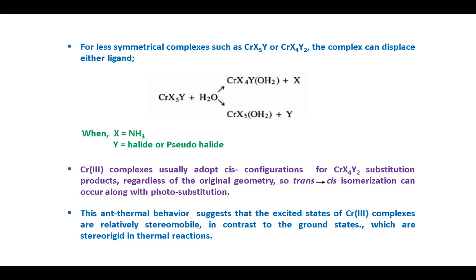In photosubstitution reactions, the products always seem to have the cis configuration, even though isotope labeling studies have shown that there is a clear translabilization effect. This antithermal behavior suggests that the excited states of chromium 3 complexes are relatively stereomobile, in contrast to the ground states, which are stereorigid in thermal reactions.